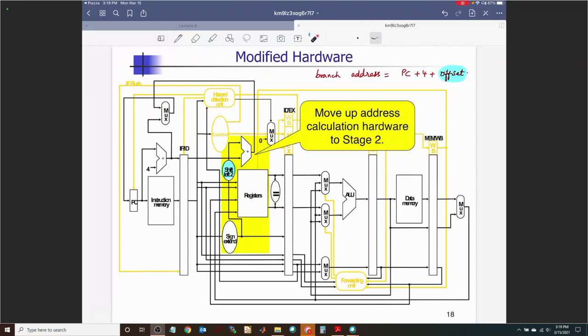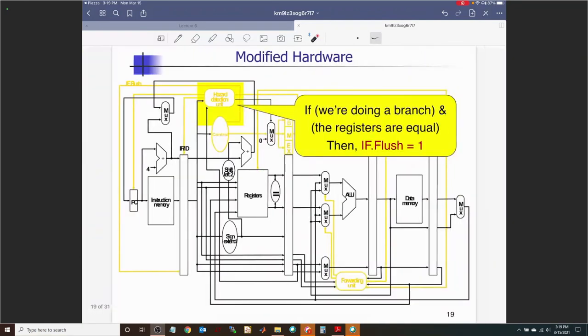So you are able to move things up, which means that now you are not going to have that big of a difference, right? Instead of having things in stage 4, you are effectively evaluating things in stage 1. You have tremendously improved your branch penalty. You have reduced it by a lot. So if you are going to do a branch and the registers are equal, that means BEQ, you are actually taking the branch.